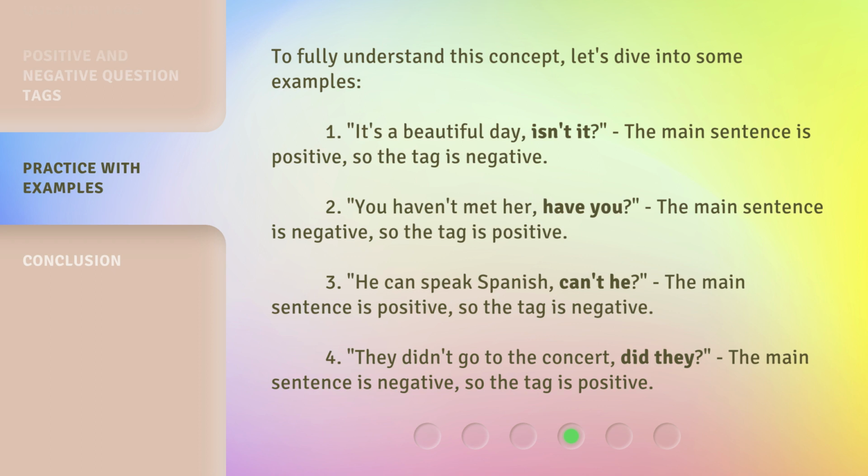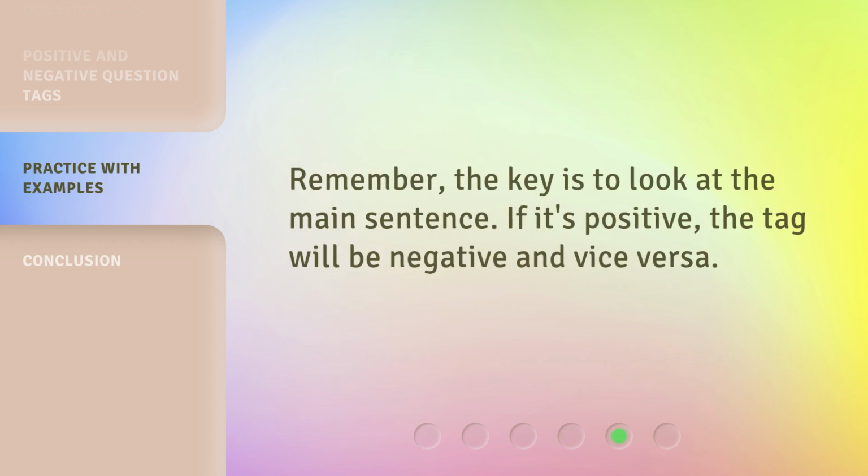3. He can speak Spanish, can't he? The main sentence is positive, so the tag is negative. 4. They didn't go to the concert, did they? The main sentence is negative, so the tag is positive. Remember, the key is to look at the main sentence. If it's positive, the tag will be negative and vice versa.